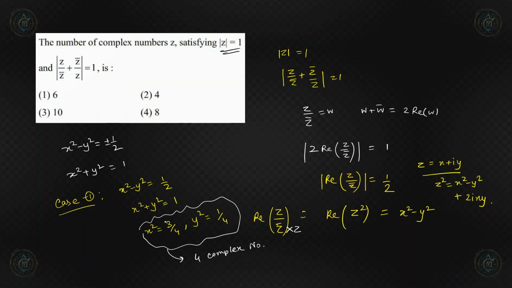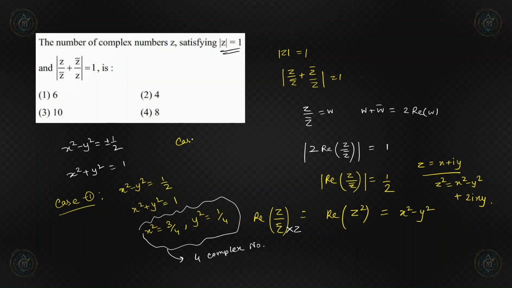Because let's say x equal to plus root 3 by 2, then y equal to plus half will be a combination, then x equal to minus root 3 by 2, then y equal to plus half will be again another combination, and similarly the other two combinations will be there, right? So we have total 4 complex numbers in this first case.